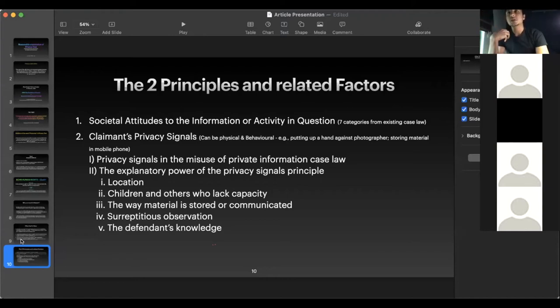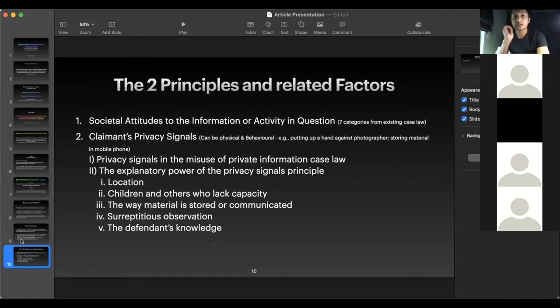Location, or what was the location of the claimant? The location matters a lot. For example, if the claimant was in a public space, for example in a park, they can't expect privacy in a public space. Second is regarding the children and the others who lack capacity. She gives case law examples for every factor that she includes.